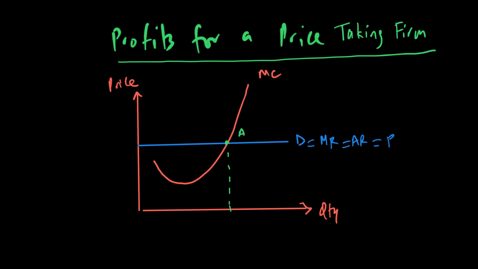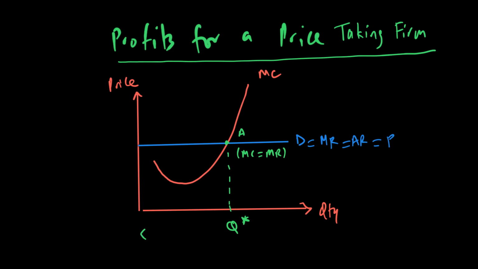This point A is where MC equals MR, and we say this is the point of profit maximization. So I want to explain this concept of profit maximization, because irrespective of whether you want to make supernormal profit or not, first thing first is that you have to maximize your profit. So why is MC equals MR a profit maximization point?